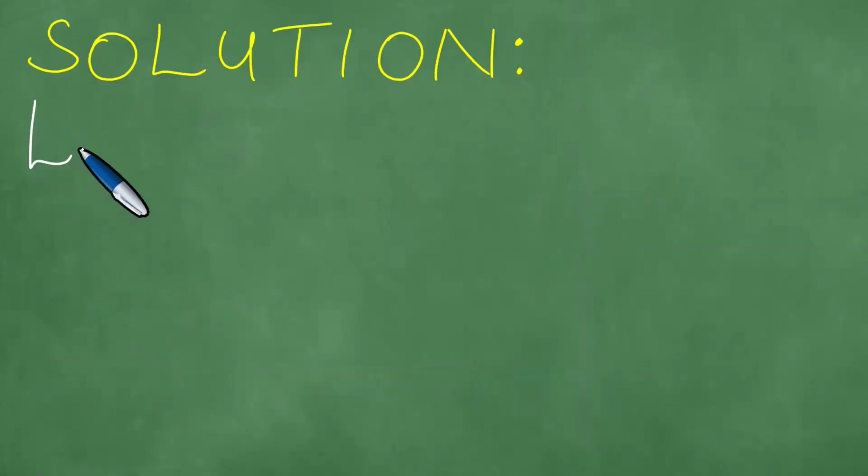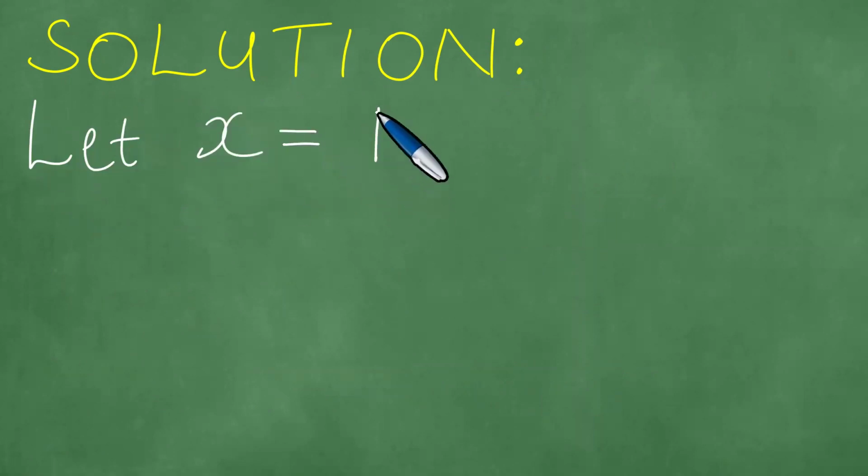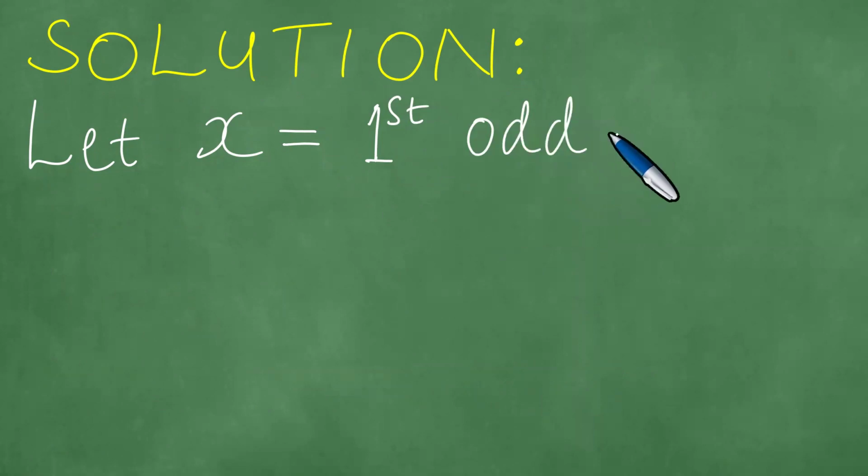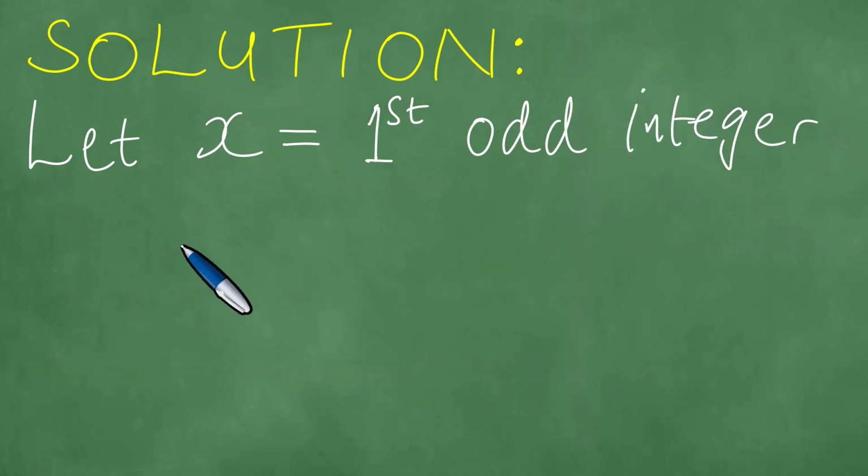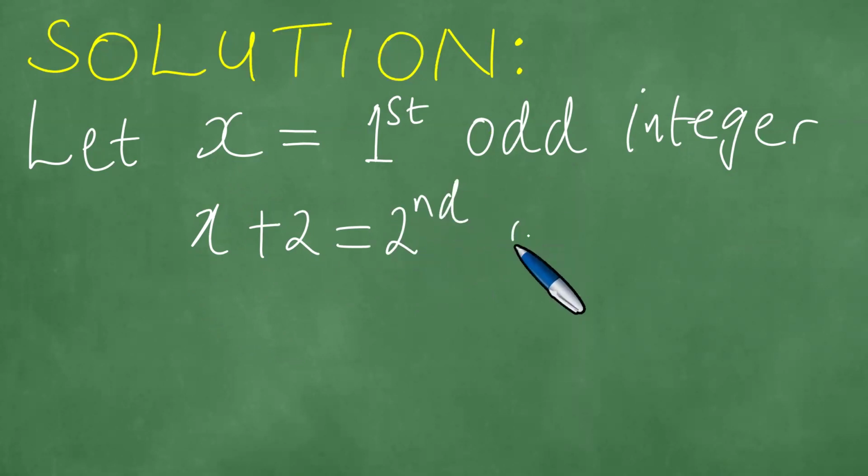Right, to present a solution, first, we let x be equal to the first odd integer, like so. So now, because we're dealing with 4 consecutive odd integers, and x is the first odd integer, then the next one is going to be x plus 2, which becomes the second odd integer.